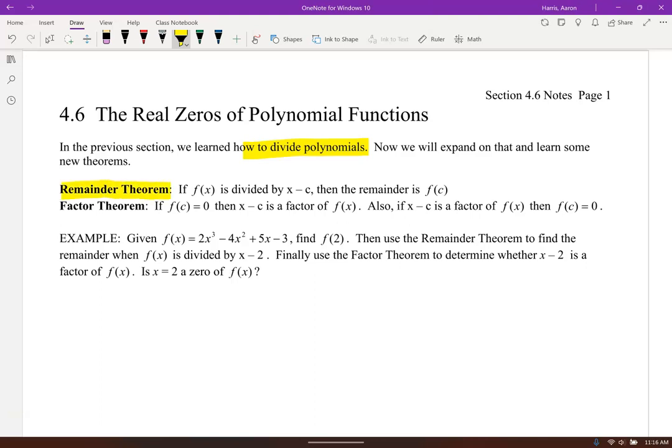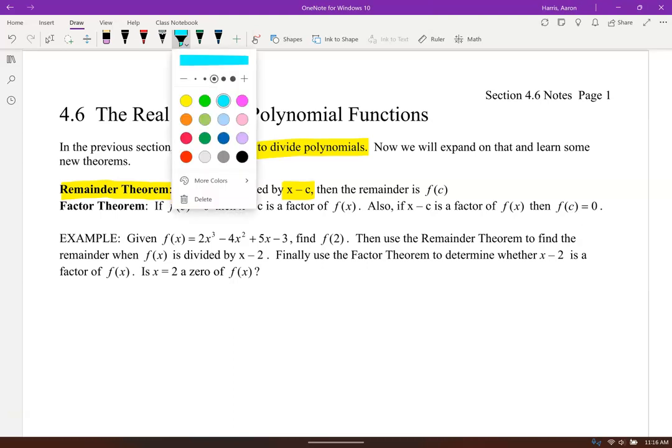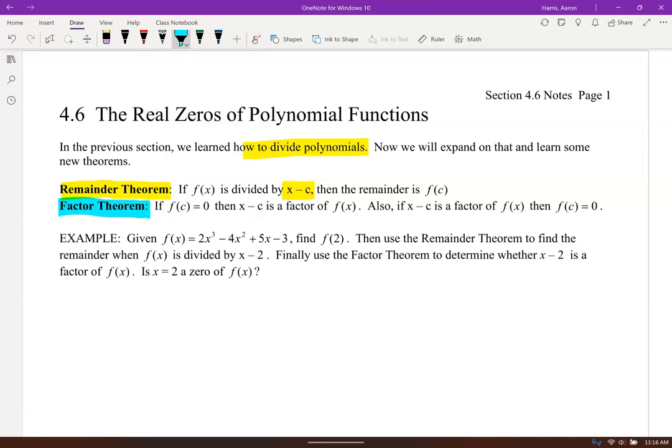So if you have a function that's divided by anything of the form x minus c, c being a constant there, then the remainder is f of c. Okay, and then the second one there is the factor theorem, which states if the remainder is 0, then x minus c is a factor. In other words, then that c value is a 0.